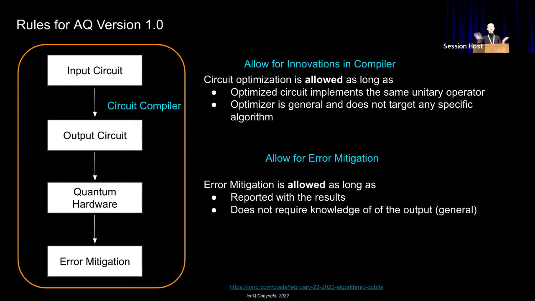So compilers can do whatever they want to reduce the number of gates, as long as they implement the same unitary operator and as long as it is general enough and does not target any specific algorithms. And we also allow for error mitigation. Error mitigation is allowed as long as it is reported with the results and it does not require knowledge of the output, so that it is general enough.